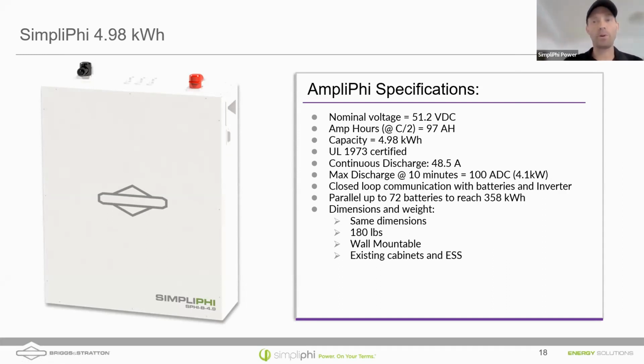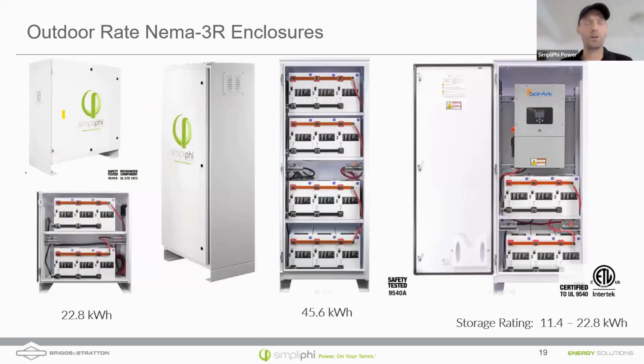This battery is capable of 50 amps, 48.5 amps continuous charge and discharge. It can surge to 100 amps as well. And you can parallel up to 72 of these batteries, reaching 358 kilowatt hours, which is a huge battery installation. Most people wouldn't go that high typically, even though you could go up to 350 kilowatt hours for those batteries. You are really looking at a high voltage operation after that, and I can show you just a little bit of our high voltage batteries.